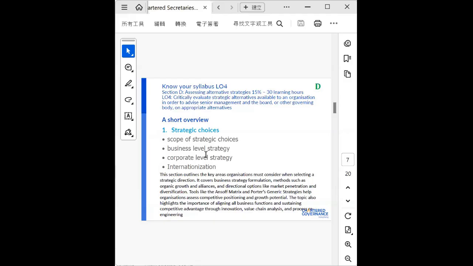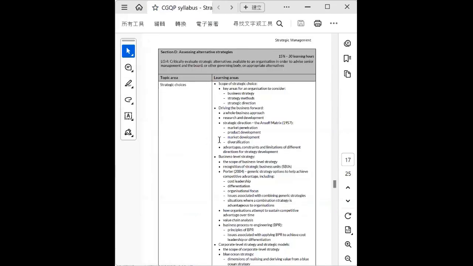So the topic highlights the importance of aligning all the business functions and sustaining competitive advantage through innovations, value chain analysis, and process re-engineering. So as usual, we take a very quick look at the syllabus first before we look at big questions. So firstly is the scope of the choices. So what are the scope of the choices?